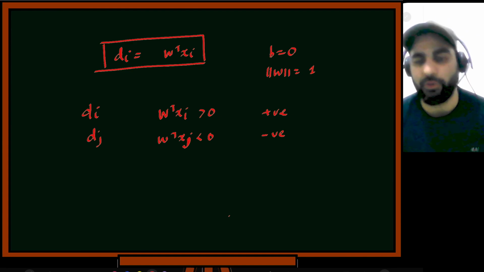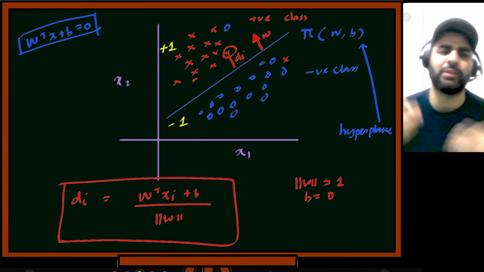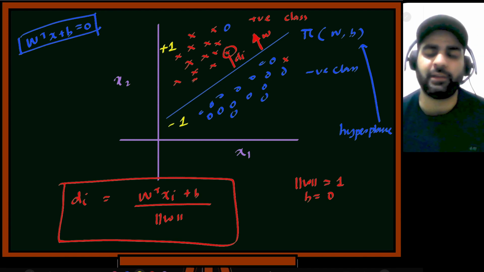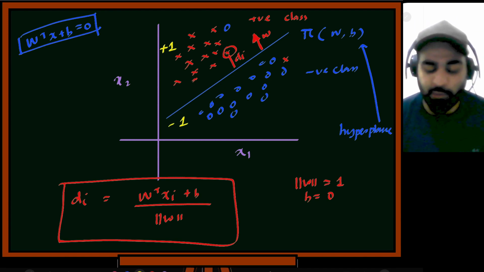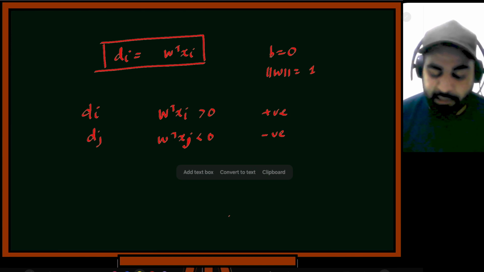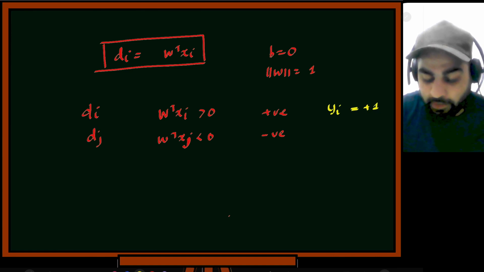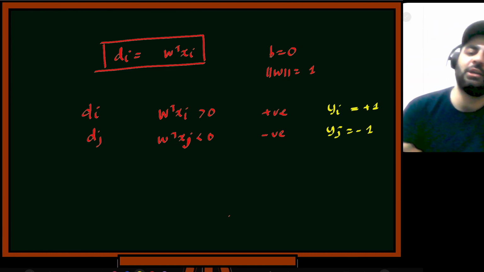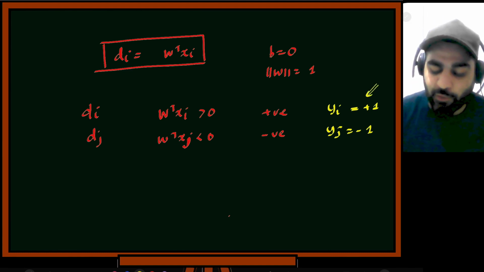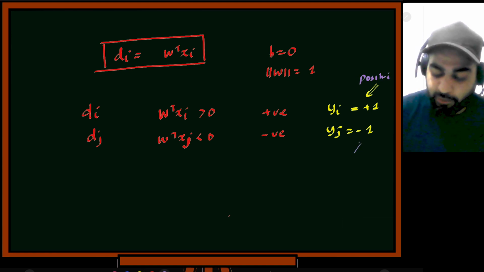Now, what should we do? Let's use some notation. We'll say this as +1 and this as -1. Sometimes we use 1 and 0, but here we'll use +1 and -1 for mathematical ease, so that we can easily formulate this as a mathematical problem. If W transpose Xi is greater than 0, so it's positive, that means Yi is +1, and for this Yj is -1. That's how we defined the problem: we call positive points +1 and negative points -1. This is my positive points, and these are my negative points.